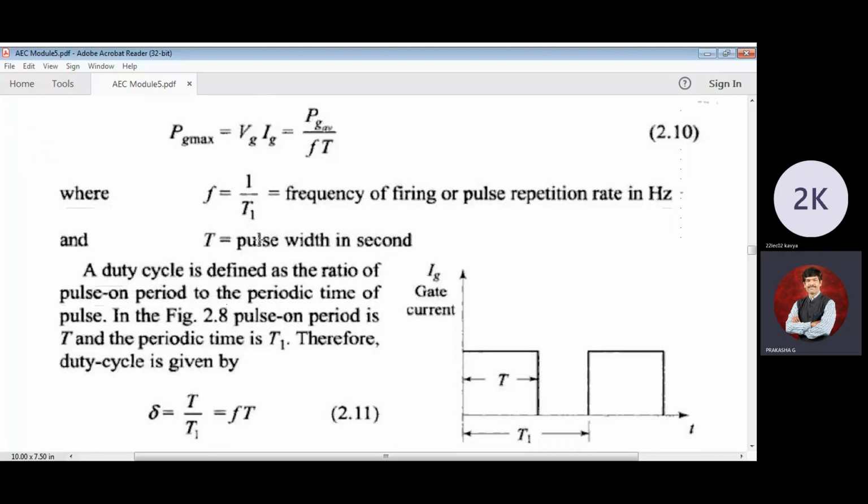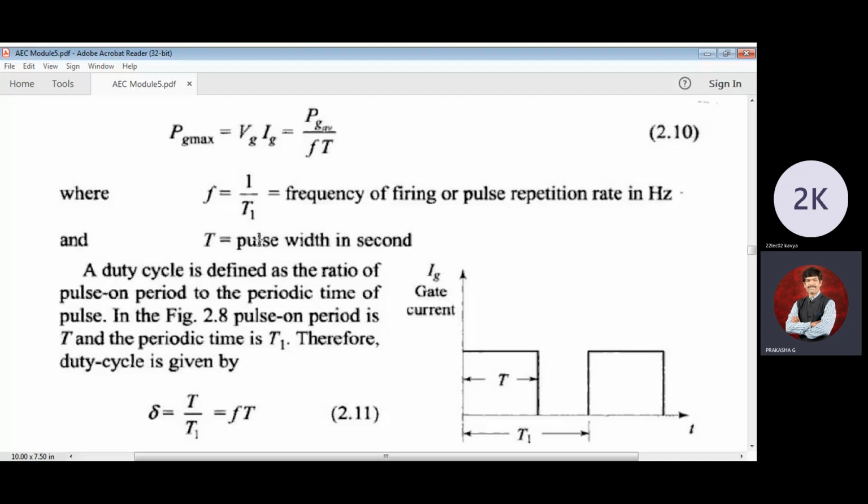So, what is the duty cycle? 30 minutes divided by 50 minutes. If you calculate the percentage, how much is active and how much is inactive. Active divided by overall time, if you calculate, only 60% I was able to teach. Remaining 40% I was not doing anything. Similarly, for the gate pulse, T is the time it was on, and the total time is T1. On time is only T. Total time is on time plus off time both put together. You are going to call it T1.